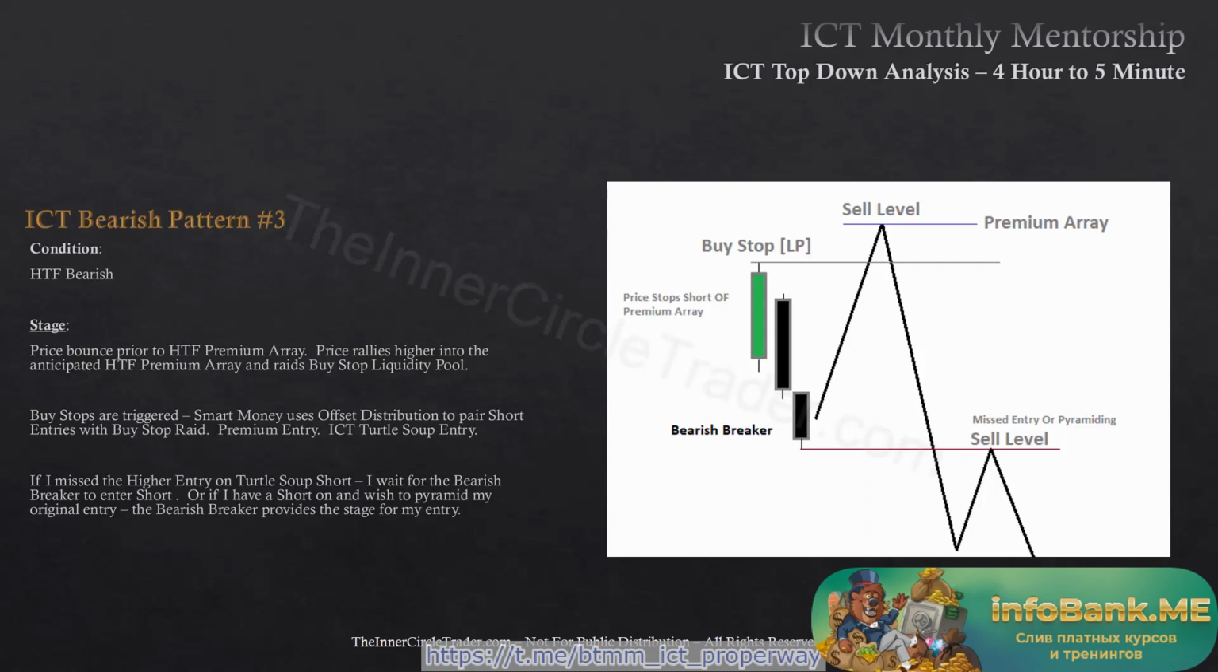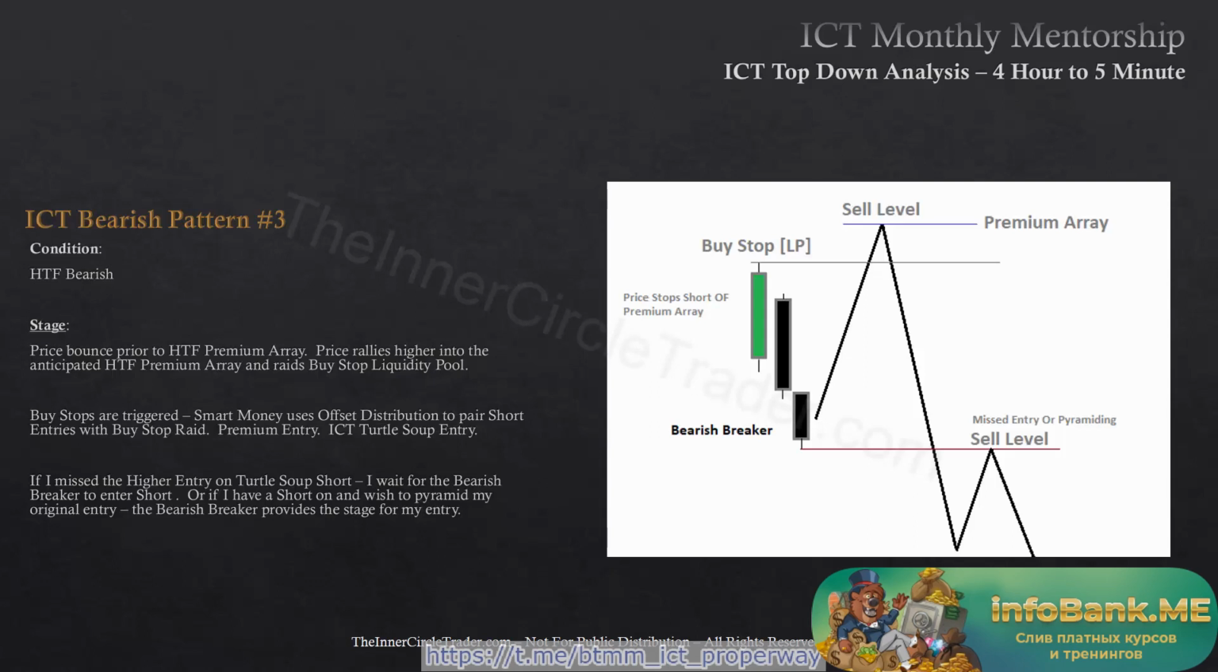Now, if I was fortunate enough to get short at the higher premium array, I can look at that bearish breaker as an opportunity to pyramid. So if I went short 10 at the higher premium array, now I can sell short 5 at the bearish breaker and pyramid my position. So now I've covered, again, all 3 of the bullish and all 3 of the bearish patterns.